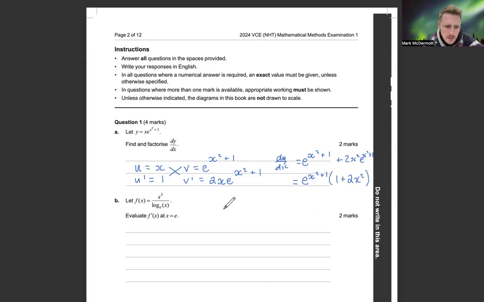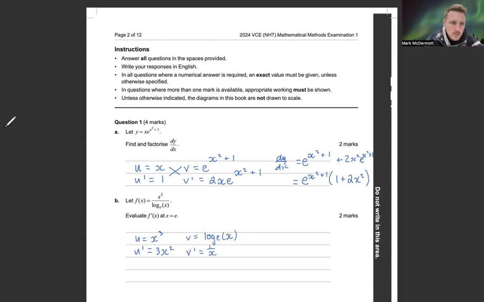Okay, the next one is let f of x equal x cubed divided by log e of x. Evaluate f dash of x at x equals e. Okay, so this looks like a quotient rule. So again, u equals x cubed. U dash equals 3x squared. We take the derivative of that. V equals log base e of x. Okay, v dash is the derivative of that. Now, the derivative of log e of x is 1 on x.